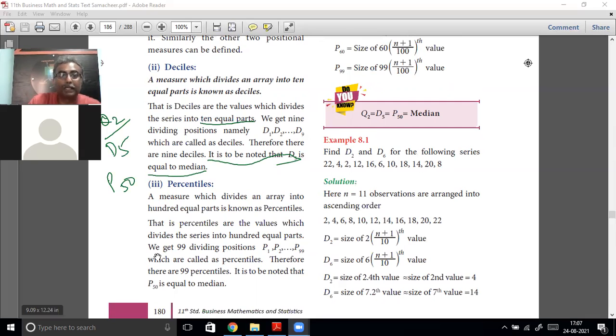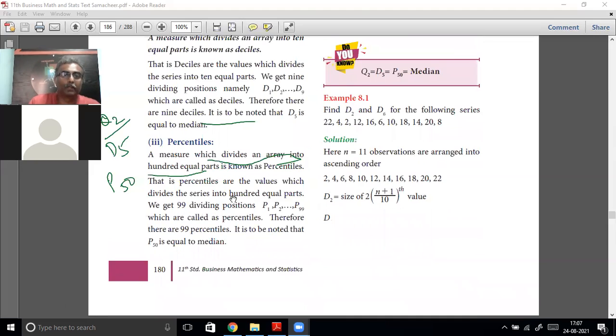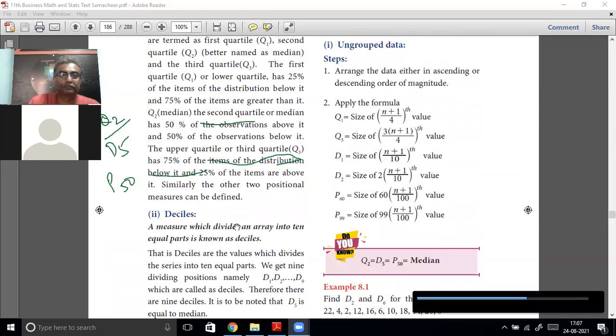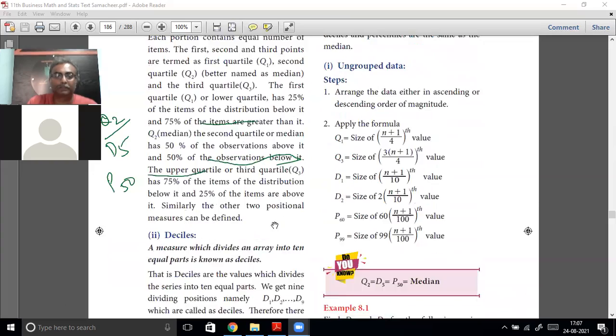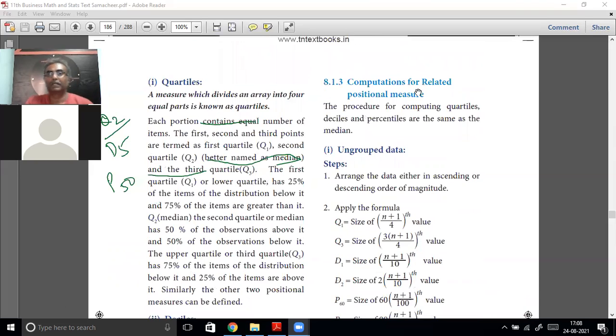What is percentile? A measure which divides an array into 100 equal parts. So you'll have P1, P2 up to P99. Okay. So there are 99 percentiles, there are 9 deciles, and there are 3 quartiles. That's all, 3 quartiles. Okay. Now we will find computations for related positional measures. Okay, these are all related positional measures because they are very much like the median. Median is a positional measure. So your quartile, decile and percentile, they are also positional measures.